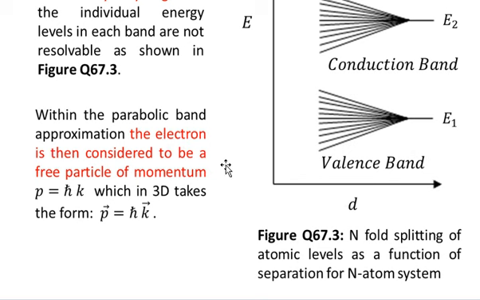For example, if it is a valence electron, then this electron can be considered as a free particle. And that free particle in the semiconductor, or maybe in a sodium crystal, may be considered to have a momentum given by p equal to h bar k if the particle is moving along one direction. But if the particle can move in any of the three dimensions, in 3D, then the momentum vector p will be equal to h bar times the k vector.